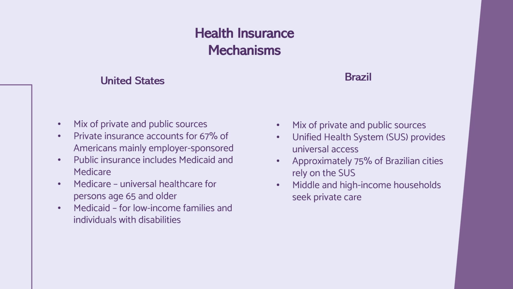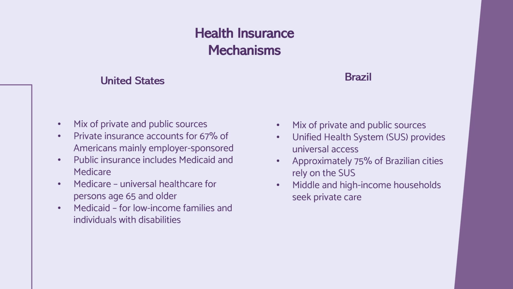The U.S. government also plays a role in healthcare financing through public programs like Medicare and Medicaid. Medicare provides health coverage for individuals aged 65 years and older. Medicaid offers health coverage for low-income individuals as well as certain younger individuals with disabilities and is funded through taxes.